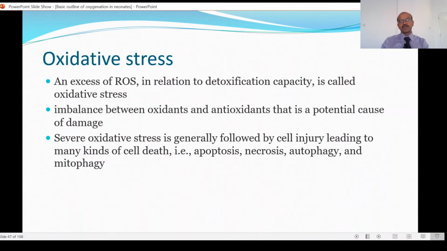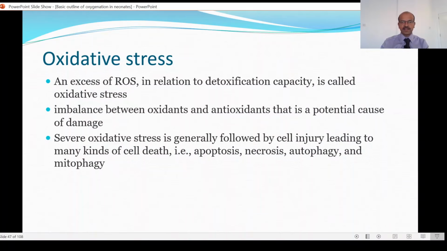So in terms of oxidative stress, we have an excess of reactive oxygen species in relation to the detoxification capacity, and that leads to oxidative stress. The detoxification capacity is nothing but the antioxidant system. So an imbalance between oxidants and antioxidants leads to potential damage of the tissues. Mild oxidative stress is seen quite commonly in our day-to-day life, and the cell and the antioxidant mechanisms we have in our body can protect us from such stress.